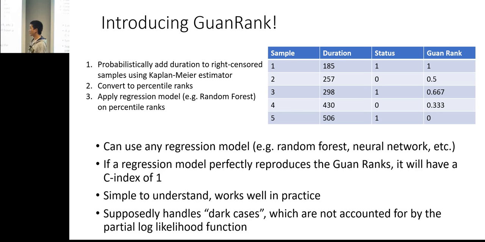And I mentioned dark cases earlier. Those are cases where, when you're comparing two individuals, you can't definitively conclude who actually died first. Supposedly, according to Professor Guan, this method, the GuanRank algorithm here, implicitly handles those dark cases by trying to assume who actually died first and who died last. And normally these dark cases are ignored by the partial log likelihood function that I showed you earlier, which is what the Cox model attempts to optimize. So this is possibly one point in the GuanRank's favor. I don't know how true that actually is, but it's from the creator herself, and let's just assume it's true.